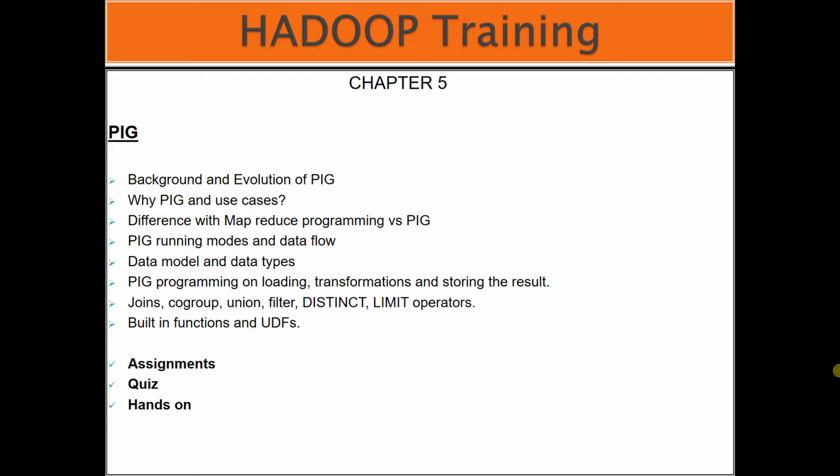Difference with MapReduce programming, different running modes. What are the different types of modes in which we can run Pig? The data model and the data types we have in Pig, and then we'll move into the Pig programming on loading the files, transforming, and then storing the result. Then we'll see various operators like join, co-group, union, filter, etc. Then we'll go with the built-in functions, and then we'll see the programming of user-defined functions.